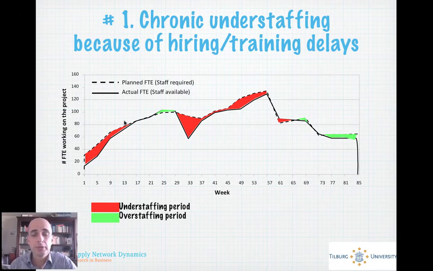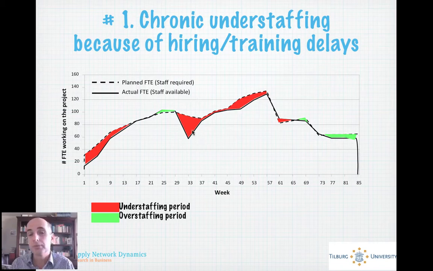The first period was in the beginning. They were understaffed because they didn't start with the right number of people from the beginning. And it took time to refine good people. They wanted the best people there. And when they had found them, then it took time to train them and bring them on board. And every week that's just a small number. But if you accumulate the area under, the red area under here, that's actually a significant delay.